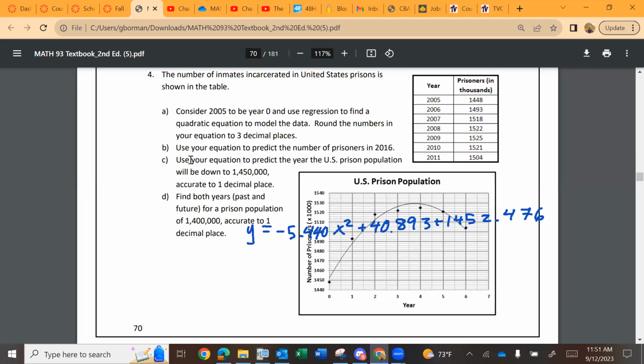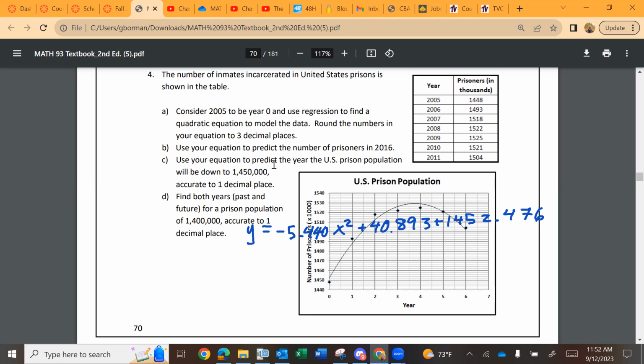Part C, use your equation to predict the year the US prison population will be down to 1,450,000, accurate to one decimal place. So notice on part B, it was here's the year, plug it in to get the number of prisoners. In other words, here's the X value, plug it in to get the Y value. But part C is the new thing in this section. Here is the Y value, the number of prisoners, go find the X value.